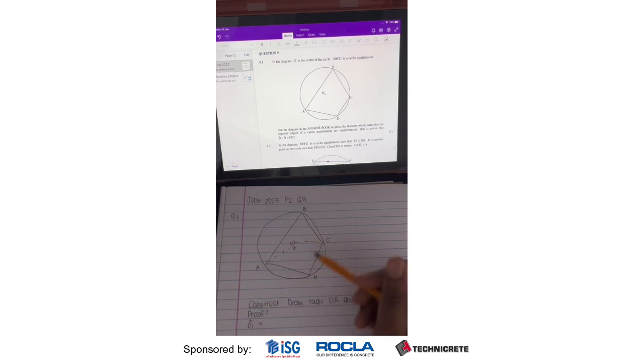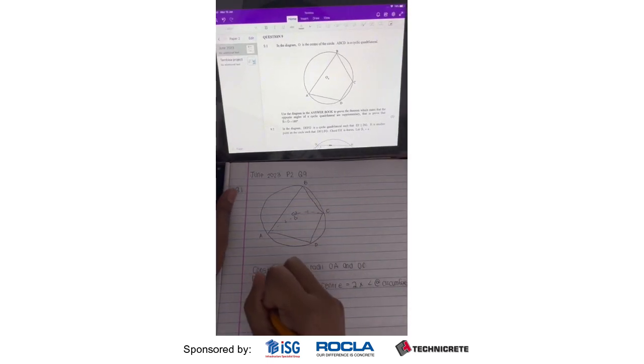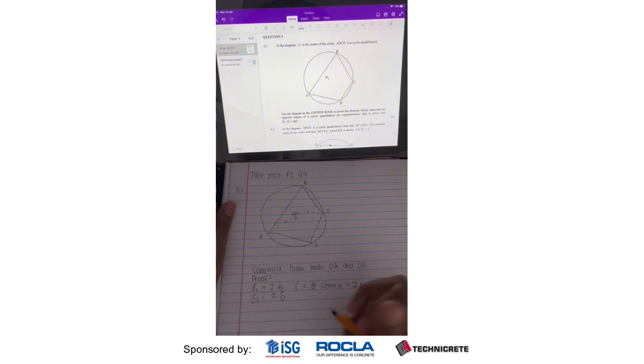So first, my angle O1. What is angle O1 equal to? Angle O1 is equal to 2 times angle B, because of my theorem which states angle at the center is equal to 2 times angle at the circumference. The next one, I'm now going to look at O2. What is angle O2 equal to? It's equal to 2 times angle D. Same reasoning, angle at the center is equal to 2 times the angle at the circumference.